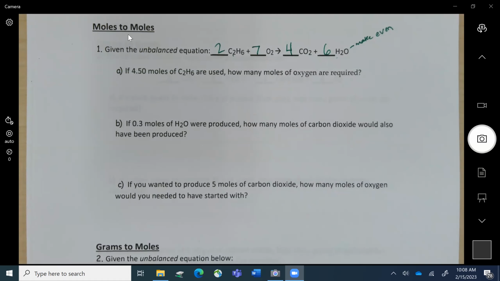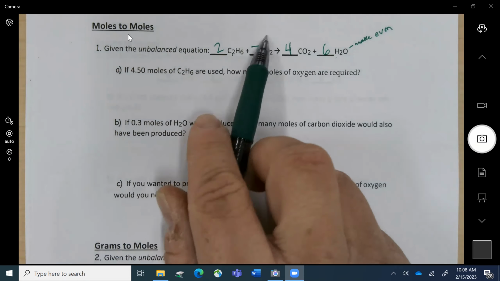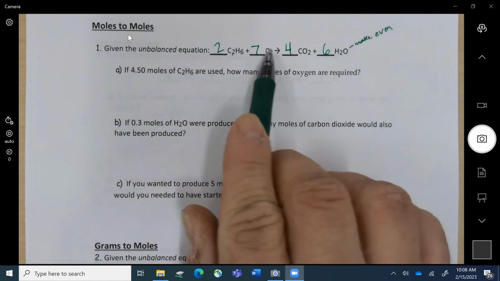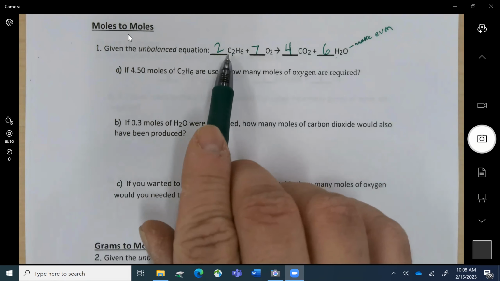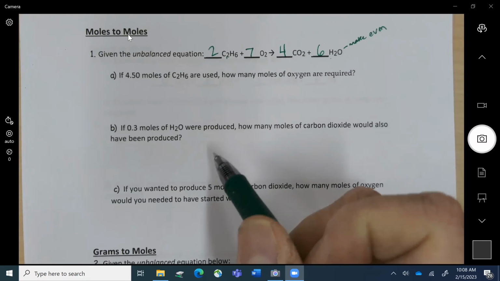Okay, you need the balanced reaction because if you're going to convert anything in a chemical equation, in this case we're going to go from C2H6, which I think is ethane. That's the technical name of it. It's an organic compound. Either way, if 4.5 moles of this is used, how many moles of oxygen? In order to know how many moles you're going to need, you need to do your molar ratio, and the molar ratio comes from balancing the equations. So you have to balance the equations first.